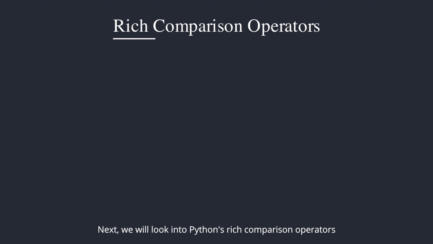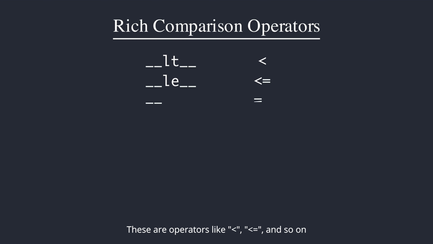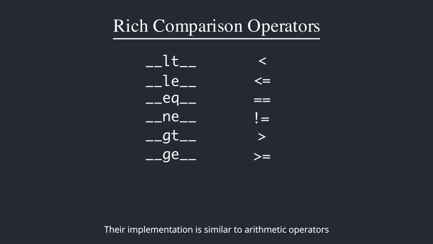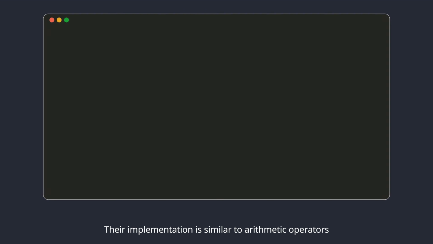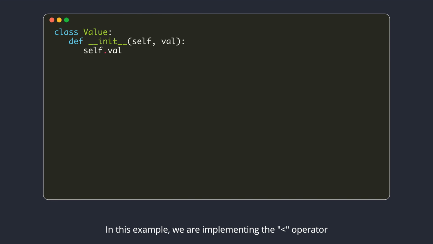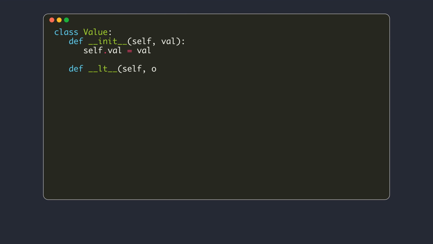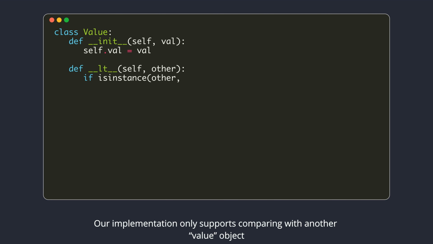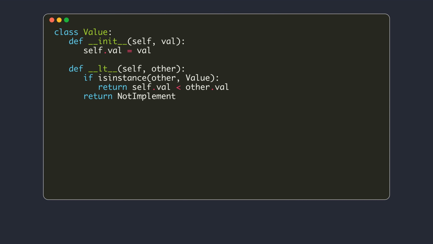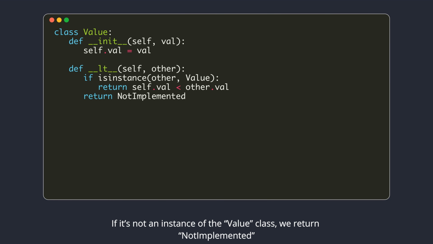Next, we will look into Python's rich comparison operators. These are operators like less than, or equal to, and so on. Their implementation is similar to arithmetic operators. In this example, we are implementing the less than operator. Our implementation only supports comparing with another value object. If it's not an instance of the value class, we return NotImplemented.